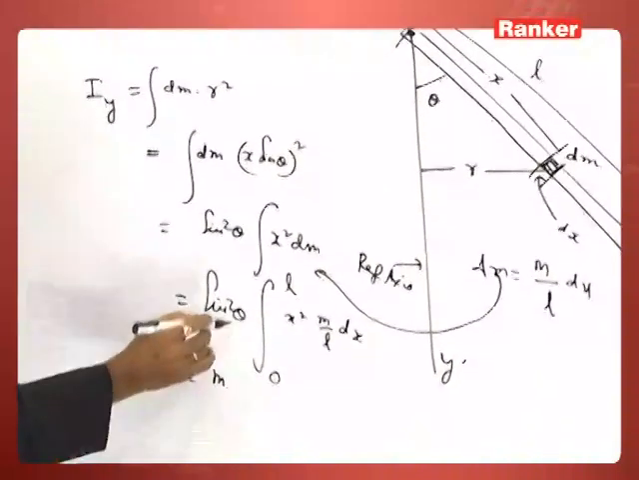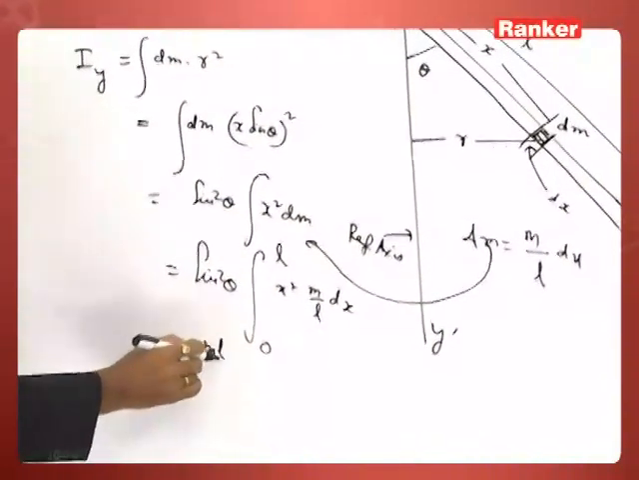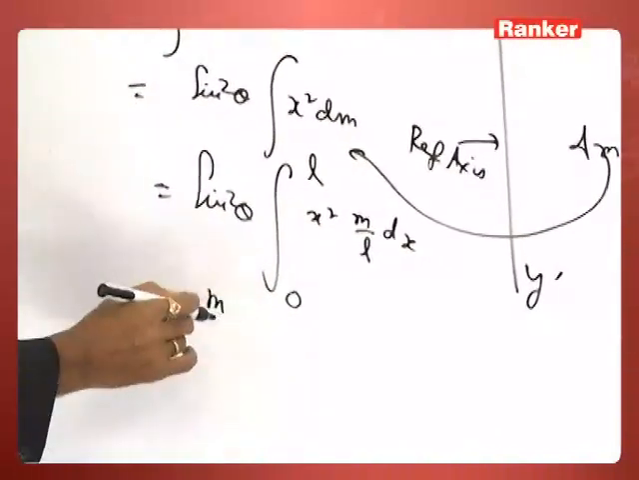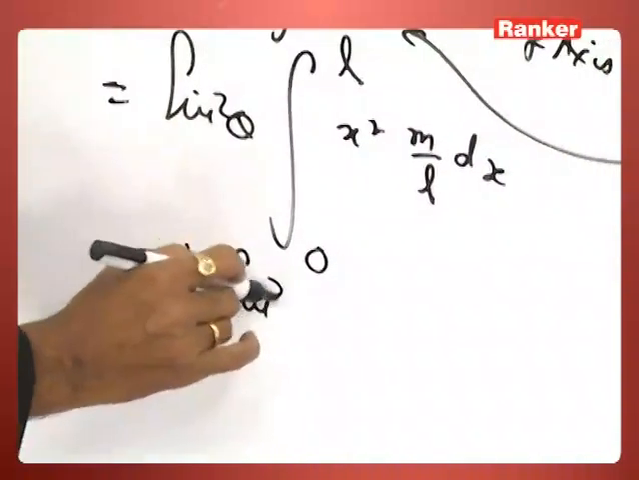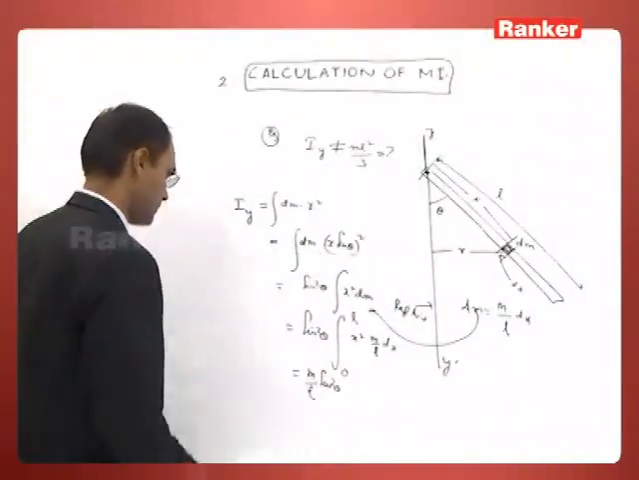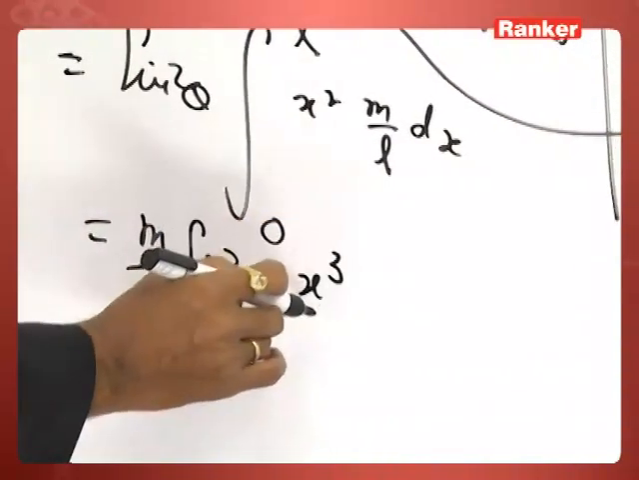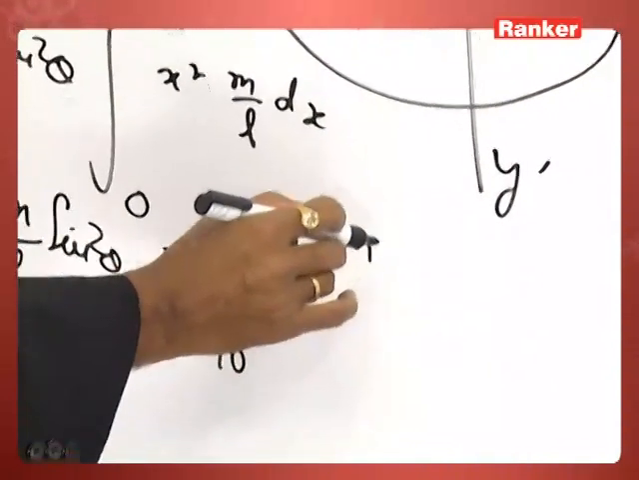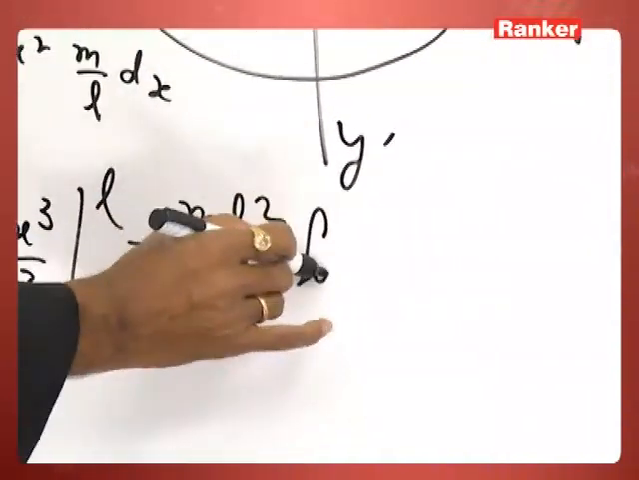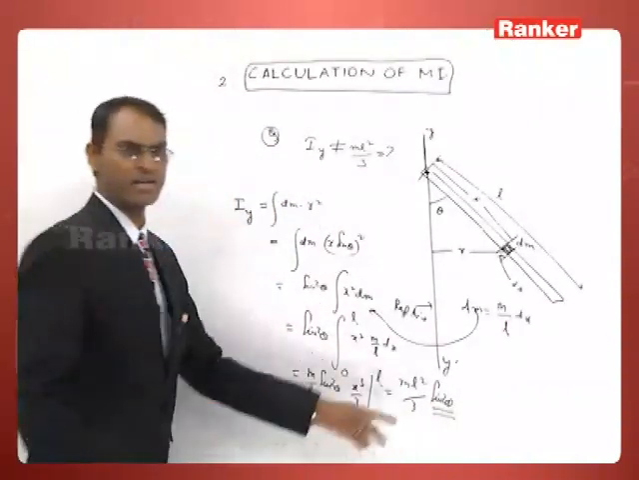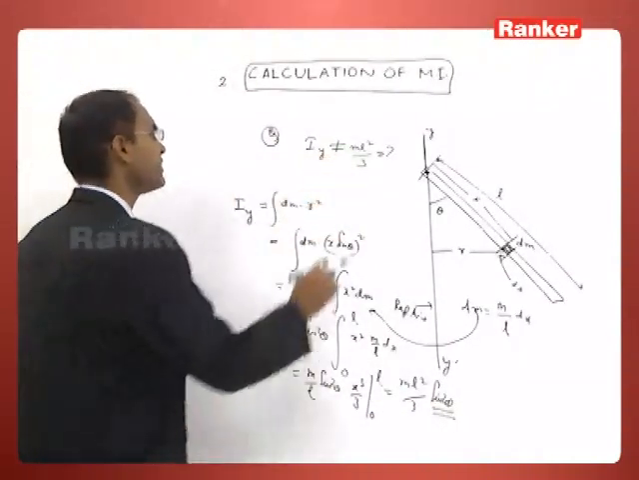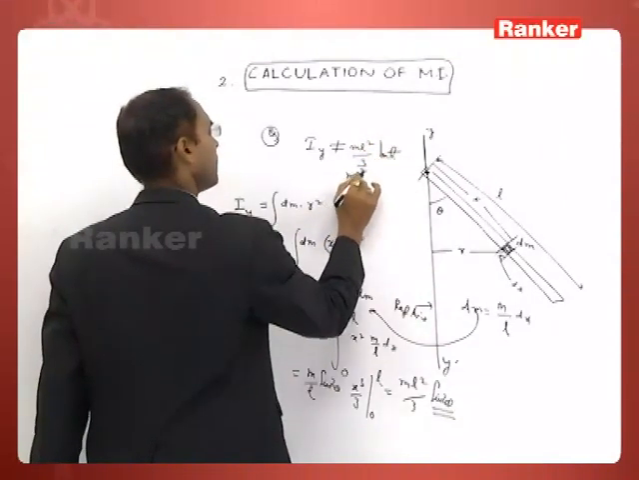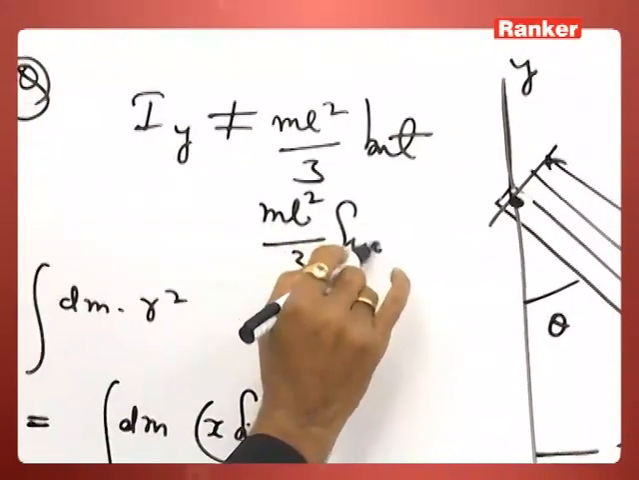You are getting M by L sin square theta, x cube by 3, 0 to L. So finally we are getting ML square by 3 sin square theta, an additional factor is coming. It is not ML square by 3 but ML square by 3 sin square theta.